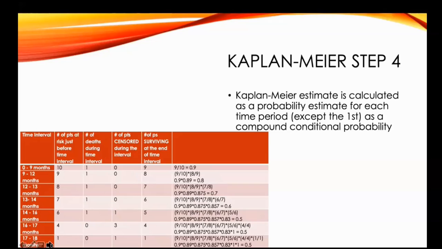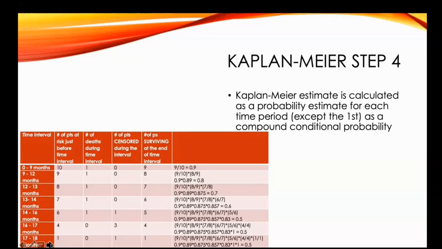From 9 to 12 months, we start with 9 patients, and then we have 1 death. So at the end, we have 8 of 9 patients surviving, which is 89%. But remember, the chance of surviving 9 to 12 months is conditional upon having survived the first 0 to 9 months. So the actual conditional probability of surviving 12 months is actually 90% multiplied by 89%, and that gives us 80%.